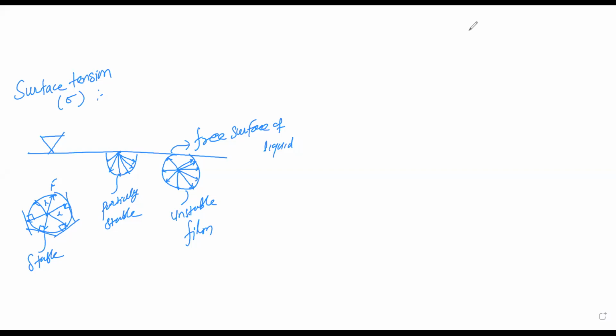Okay, today we will discuss a new property, that is called surface tension, and it's a very important fluid property. The surface tension is defined as force per unit length, or that is also called cohesive force per unit length. The surface tension is indicated by sigma is equal to F by L, and its unit is Newton per meter.